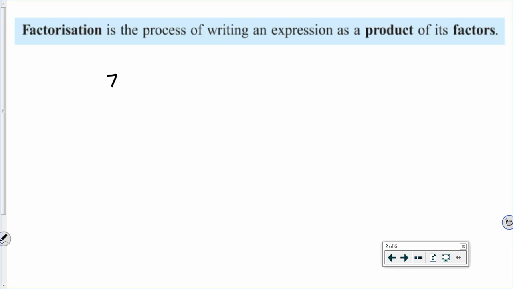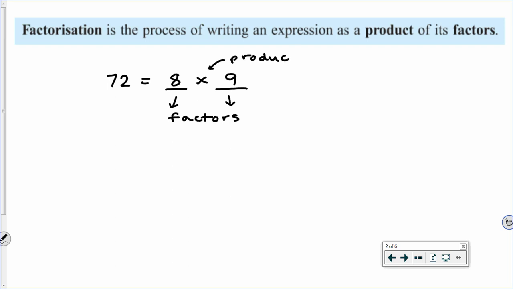So for example, if I had the number 72, if I can write that as a multiplication problem of something times something, that would be considered a factored version of 72. So I could write it, for example, as 8 times 9. Each of these would be called factors, and because we're writing it as a product, which means a multiplication problem, then I could consider this to be a factored version of 72.